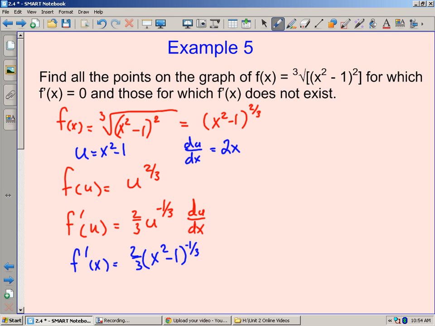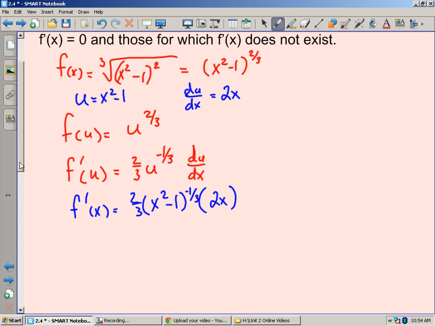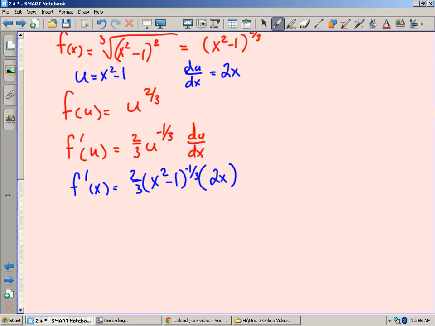And so, while that notation doesn't look great, what I can do is write this as a fraction, which will make things a little bit better for me. If I write this as a fraction, I get f prime of x equals, well, the top becomes 4x when I multiply the 2 and the 2x together, and the denominator will turn into 3 times the cube root of x squared minus 1.